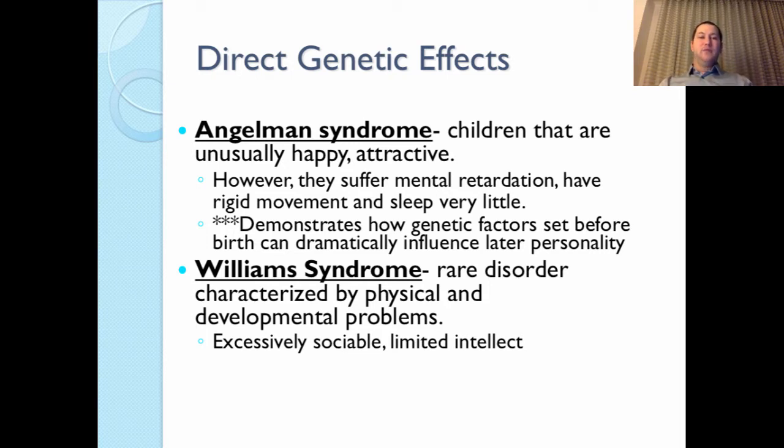The first of which is Angelman syndrome. In Angelman syndrome, these children are typically unusually happy. Their faces appear very attractive. However, if you were to do a psychological assessment, they typically suffer from mental retardation, or what we call intellectual disability today. They typically have rigid movements and sleep abnormalities in which they sleep less than other children. One of the most important things about Angelman syndrome is it highlights how genetics influence personality.